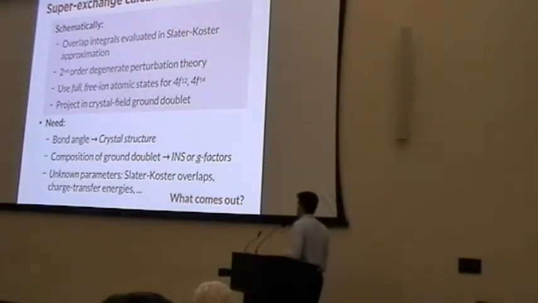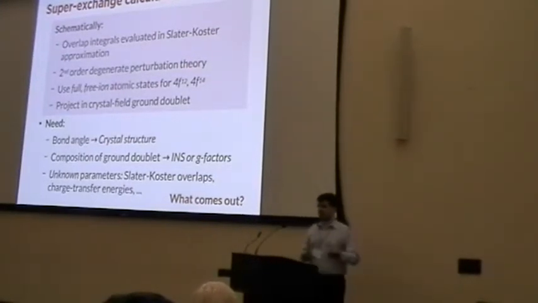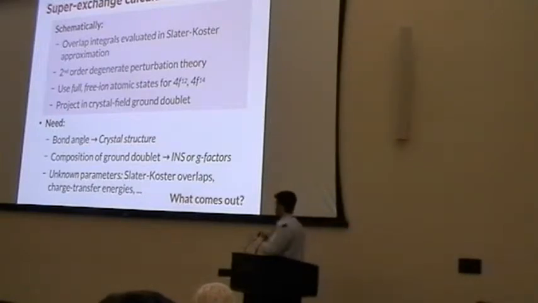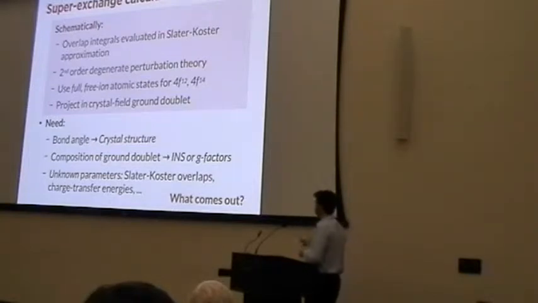So a little more practically, what you need is some kind of estimate of overlap integrals. That is, the 4f ion has an overlap with its neighboring ligands, which has an overlap with the neighboring 4f ion. You carry out the general perturbation theory using the full free ion atomic states for the 4f12 and 4f14 states, and you take that and project it into this low energy level.